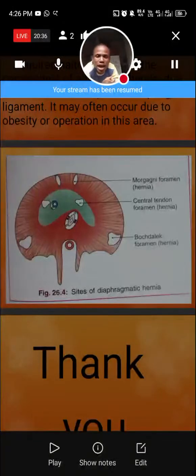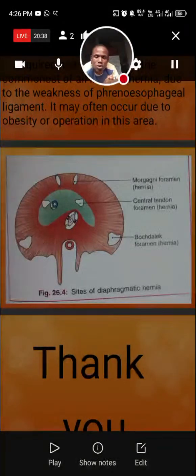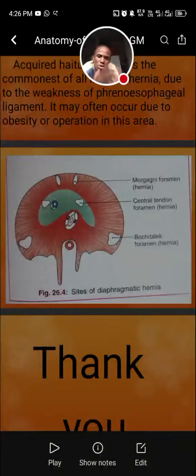Now, here we are in anatomy. In anatomy, we talk about introduction, just like you introduce every other structure. When you introduce anatomy, please take notes. We said anatomy of the diaphragm. The diaphragm is the chief muscle of respiration.